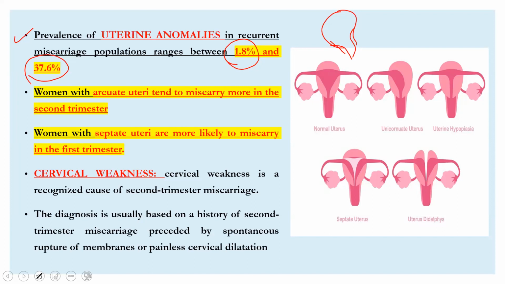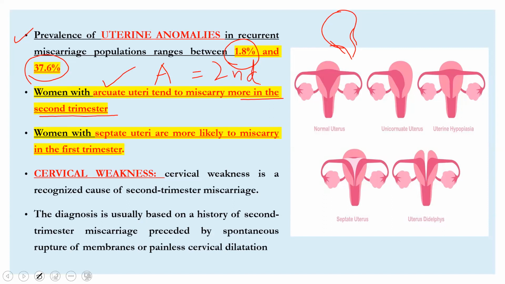Because usually when we come across any kind of uterine anomaly, sometimes we cannot even deal with that anomaly. Sometimes we cannot even give our support, clinical, psychological, or any kind of support, to the woman. So women with arcuate uteri tend to miscarry more in the second trimester. It is occurring in the second trimester.